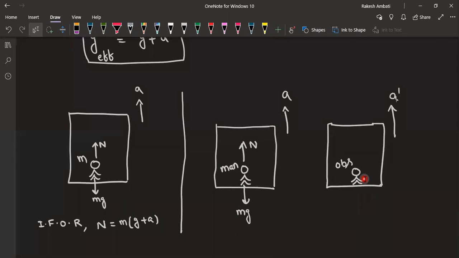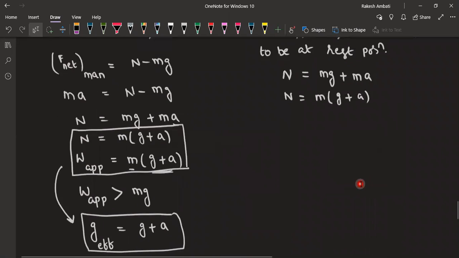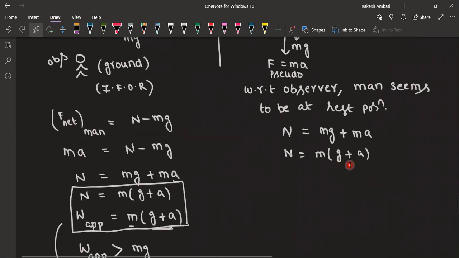Draw the figure, please. Sir, in the type before this, in that also the effective gravity is G plus A? Yes. What did you get, man? M into G plus A. So from here to here, your result has changed.